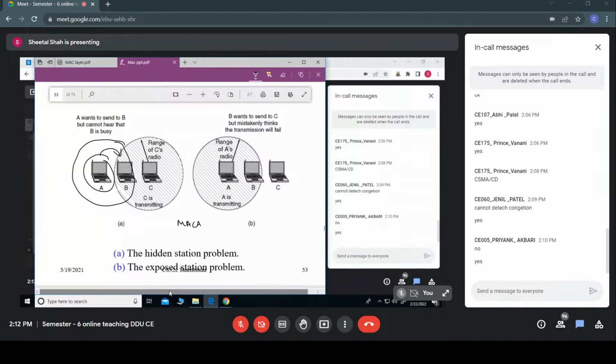So what happens here? When C is sending some data to B, and meanwhile A also wants to transmit some data to B, A would sense the channel and find that the channel is free. No one is transmitting anything in its region. So it will also start transmitting, and here there would be a collision. Do you agree with this, all of you? So this type of problem is known as the hidden station problem.